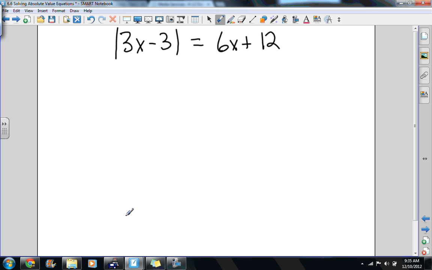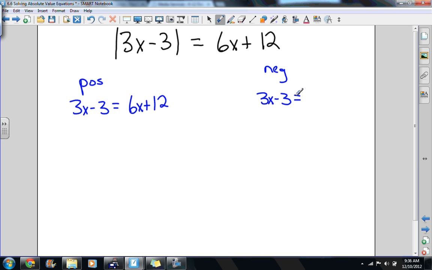Now they get a little bit trickier. We have positive and negative on both sides. The positive one is still the same: 3x minus 3 is equal to 6x plus 12. For the negative, we have 3x minus 3, and we have to make everything negative on this side. So we get negative 6x minus 12. It's like taking the whole term times negative 1, so we have to make both terms negative. And then we just solve from here.